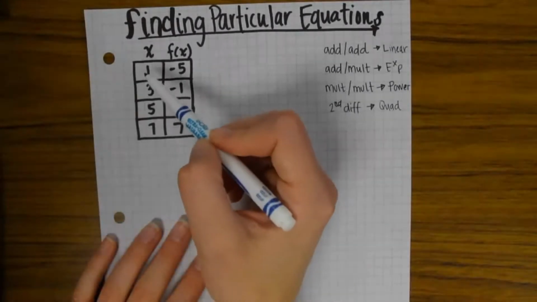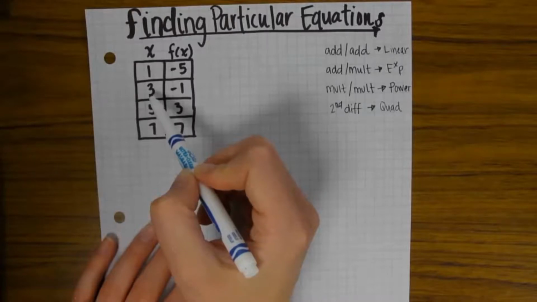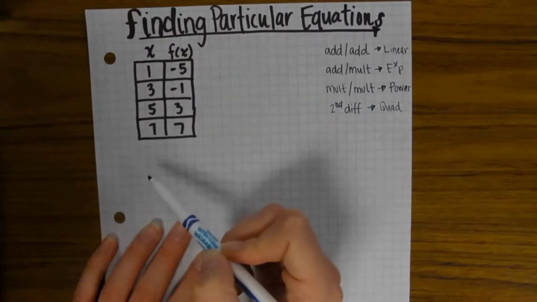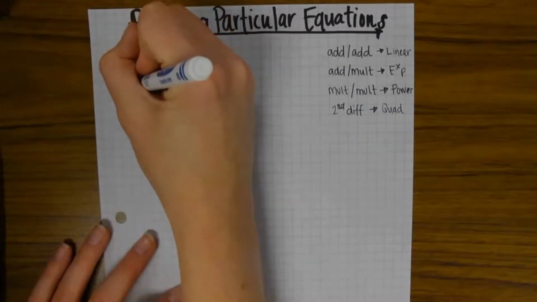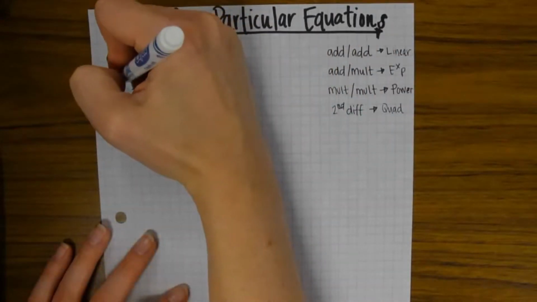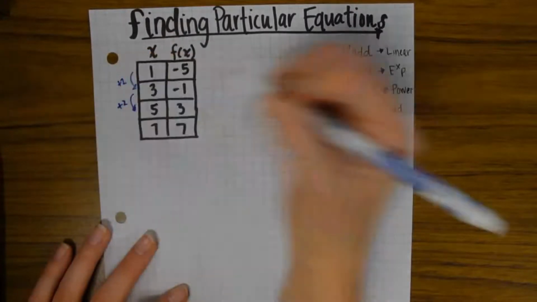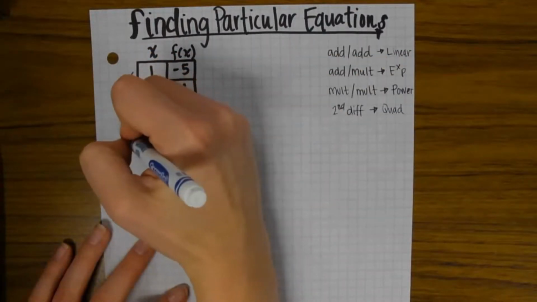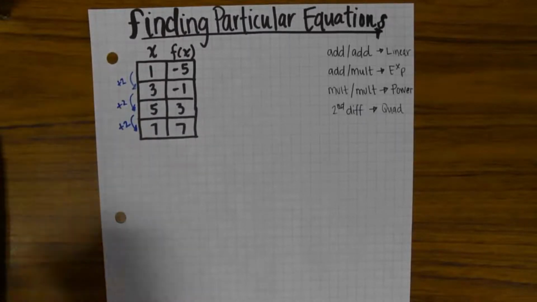Well, it does not look like it's a multiply pattern over here, because 1 times 3 gets us to 3, but 3 times 3 is 9, and we don't have a 9. So we're going to say that this has to be some sort of add pattern. So 1 to 3 is plus 2, 3 to 5 is plus 2, and 5 to 7 is plus 2. That is adding by a constant rate. Now let's look at the other side.